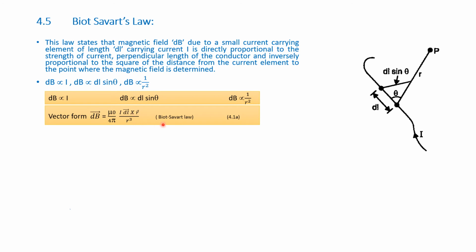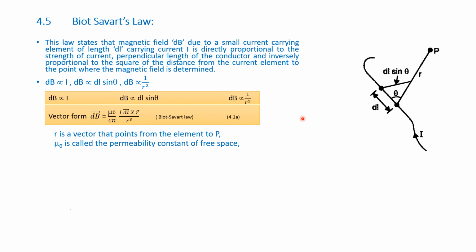This is the Biot-Savart's law, whose statement we just did. Therefore, in vector form, dB is equal to mu naught over 4 pi, which is a constant, times I dl cross r divided by r cube. This is equation 4.1a. r is a vector that points from the element to P. See, this is the current element and r is the distance between P and dl.